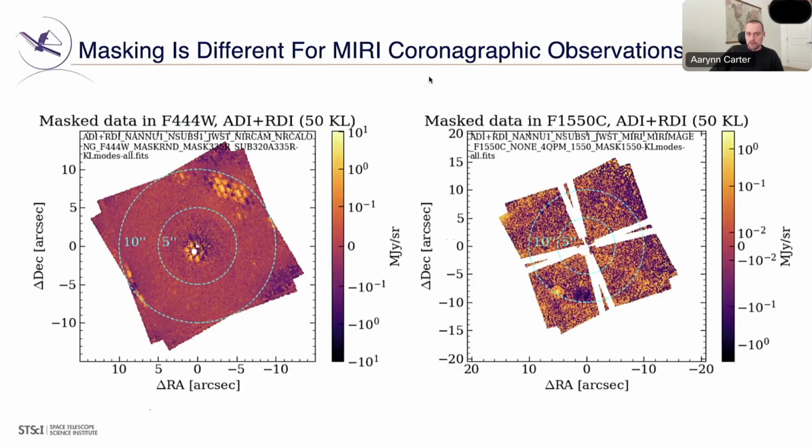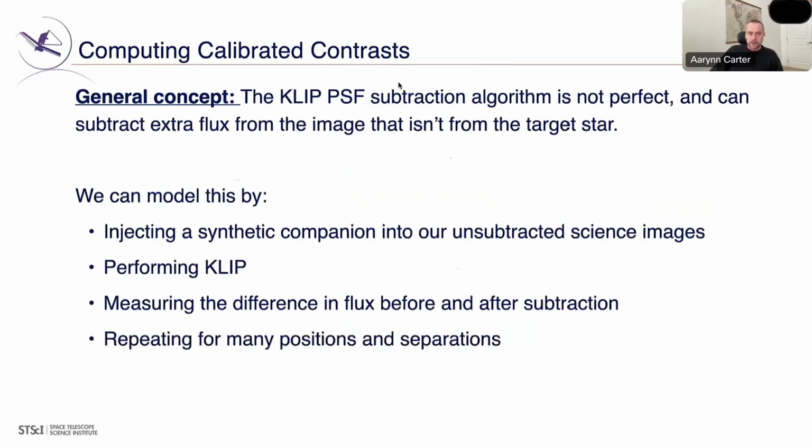Masking is a little different for MIRI because of the 4-quadrant phase mask edges. We have these bar setups to mask those edges so we don't bias the contrast measurement. So just keep that in mind if you're using spaceKLIP for MIRI data.